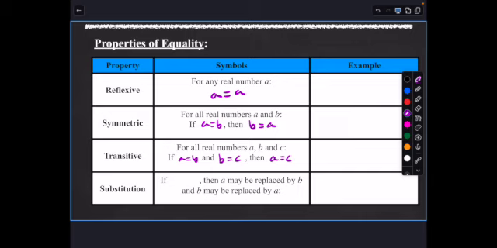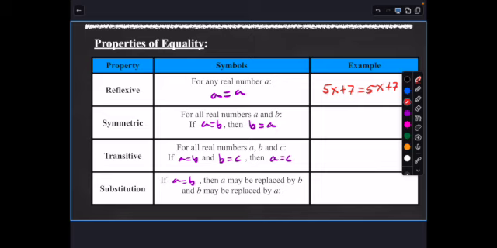Substitution. If A equals B, then A may be replaced by B, and B may be replaced by A. They can replace each other. So let me give you a few examples of this. If you see something along the lines of, let's say 5x plus 7 equals 5x plus 7, it's equal to itself. That's a reflexive property. If you see 2 things equal to itself, reflexive.